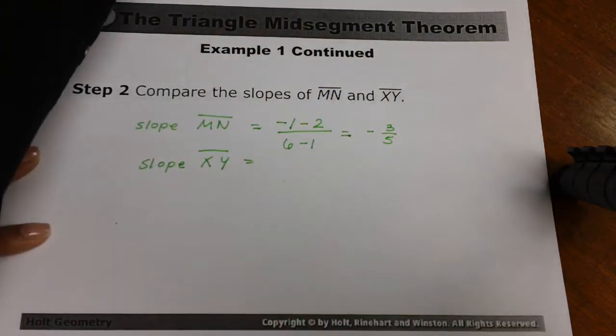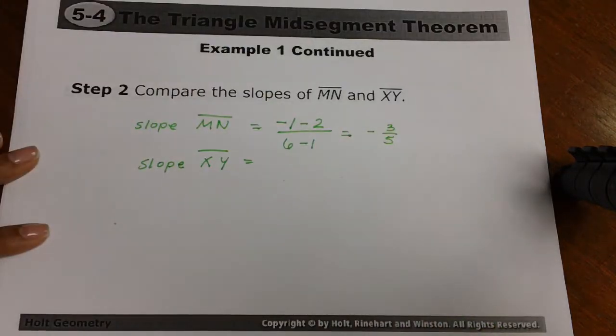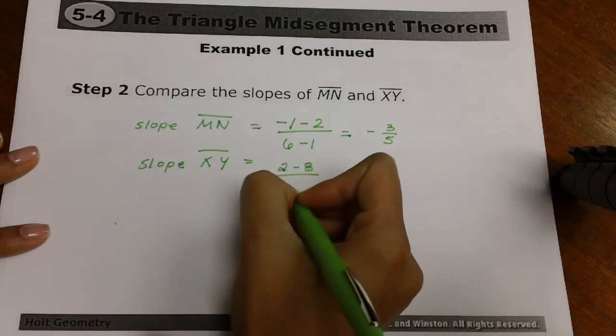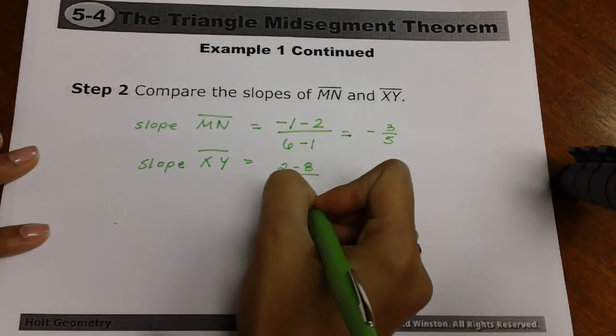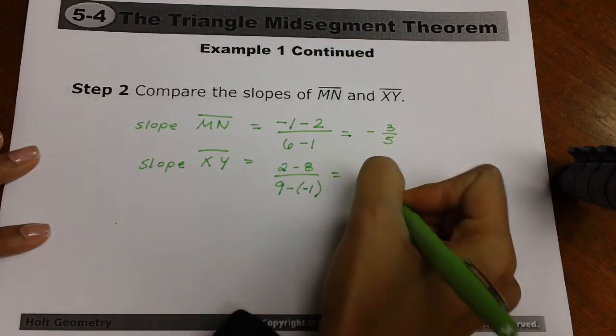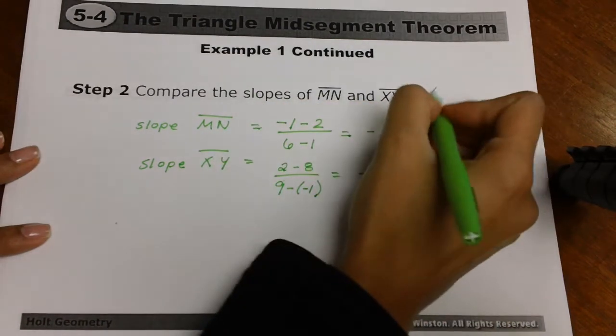And then if I find the slope of XY, I can use the original coordinates of X and Y on that other sheet. That's going to give me 2 minus 8 over 9 minus -1, which is also going to be -3/5. Because the slopes are the same, I know that these two lines are parallel.